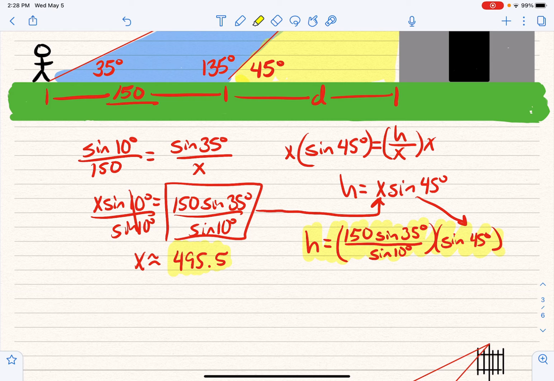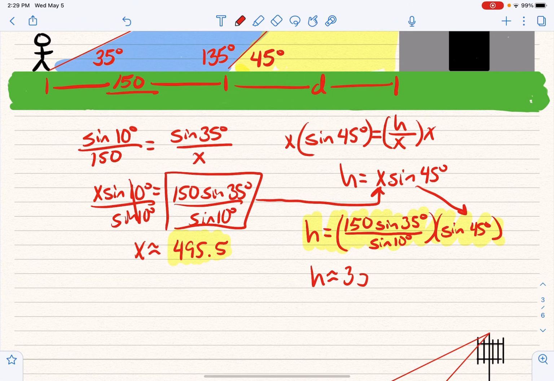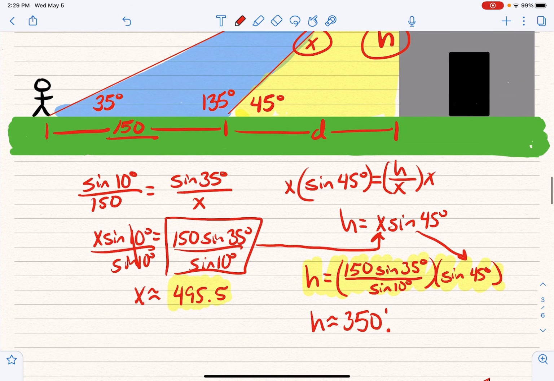So I got 150 times the sine of 35 degrees, divided by the sine of 10 degrees, times the sine of 45 degrees. I hit enter, and I get 350.346. I'm going to say, well, man, H is about 350 feet. Okay? I know I didn't go to the nearest tenth on that one, but man, 350 just looks so nice. And if I was rounding to the nearest whole number on this one, it would be 350 exactly.